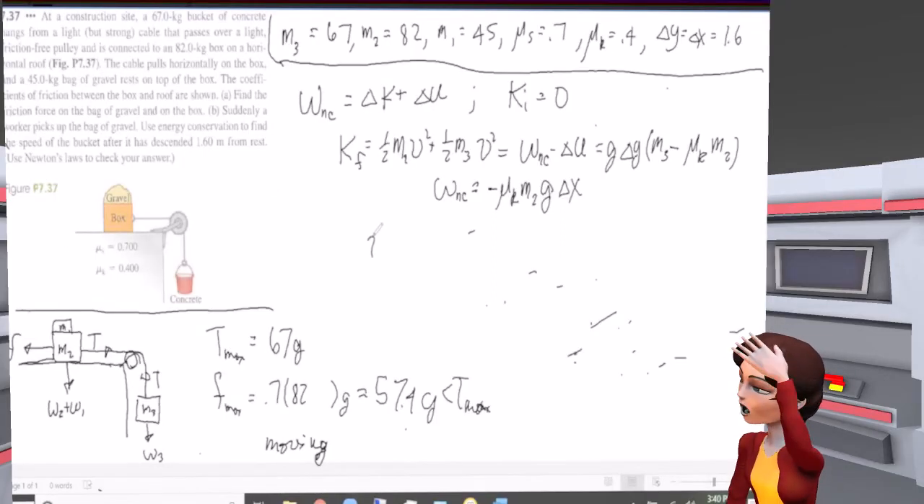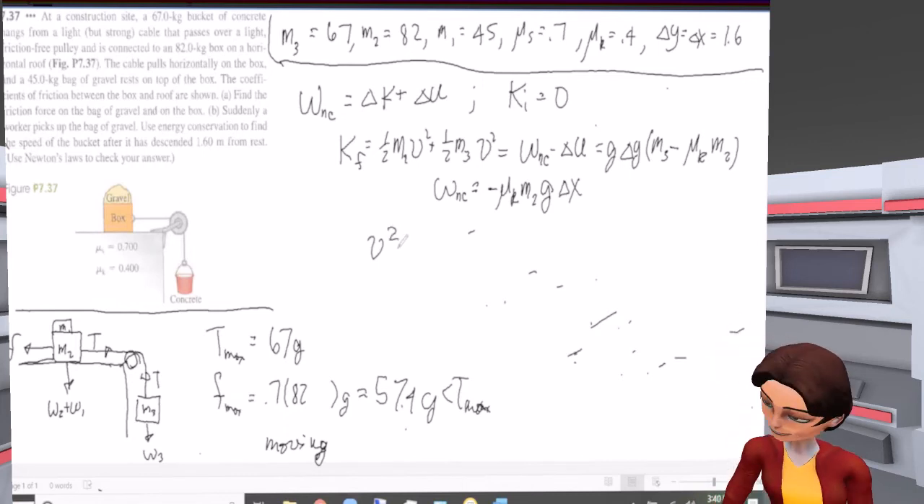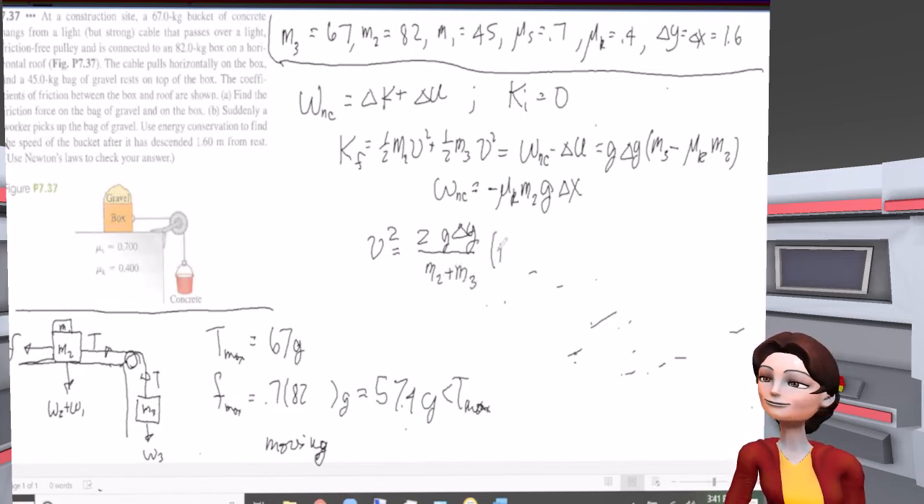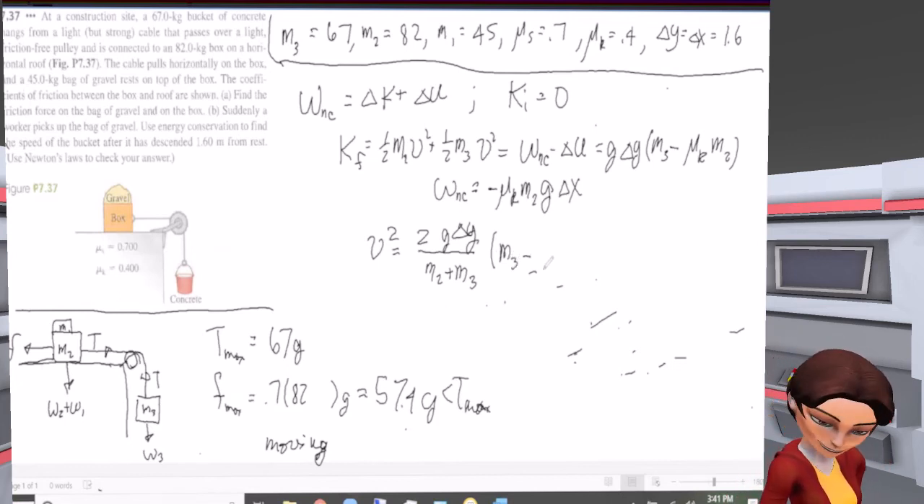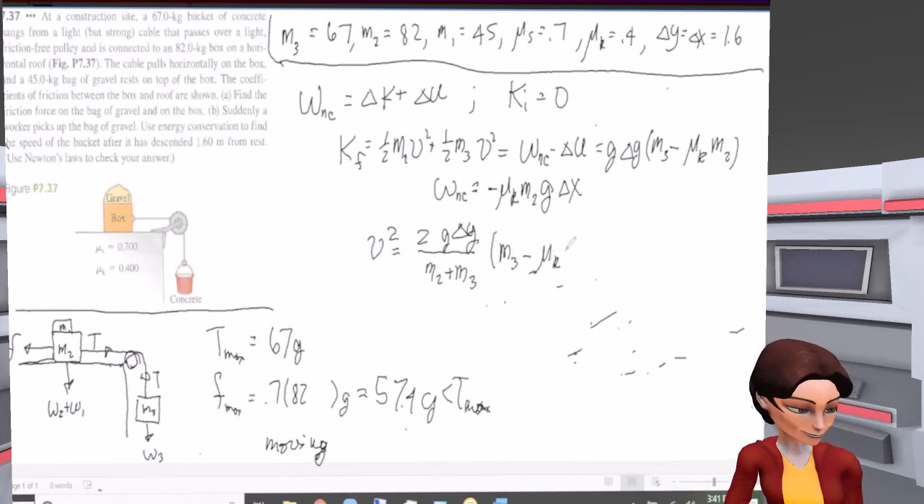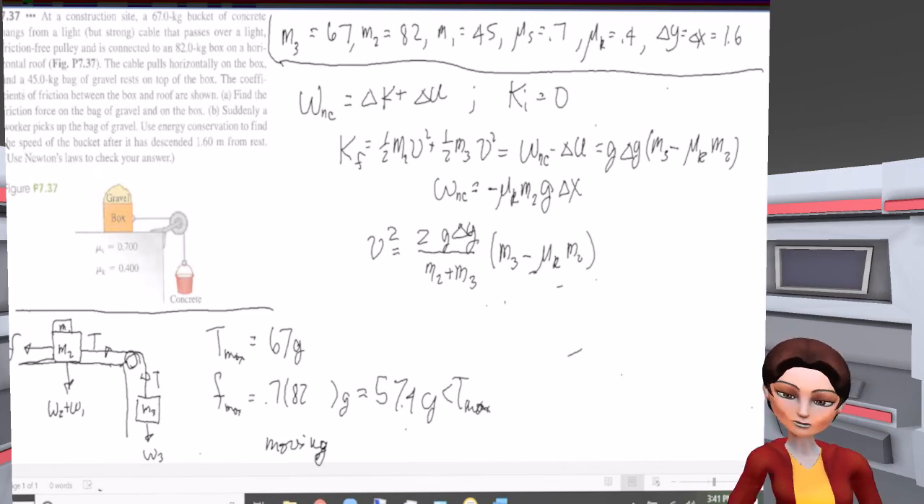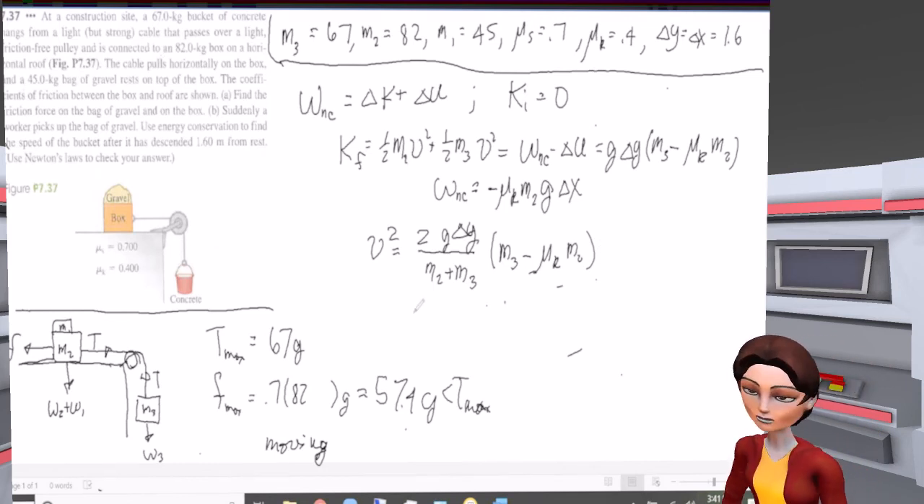Factoring out then to solve for the velocity squared. Looks like 2g delta y over M2 plus M3 times M3 minus mu sub K M2. Tidying up, yes. There. We have all these numbers, so let's put them in.